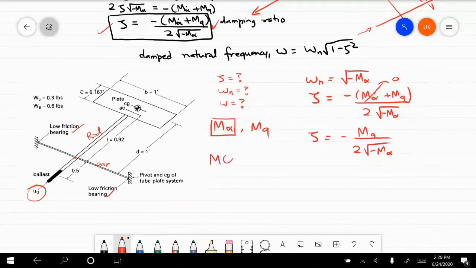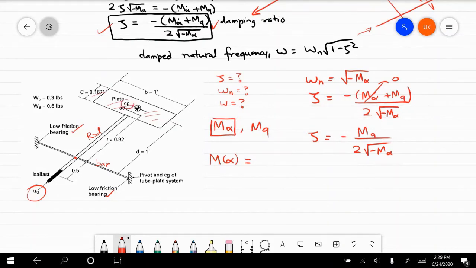The moment as a function of alpha is equal to... So when the angle of attack changes, the lift force will change, right? So there will be a delta L generated on this plate, and that will obviously act at the aerodynamic center of the plate.